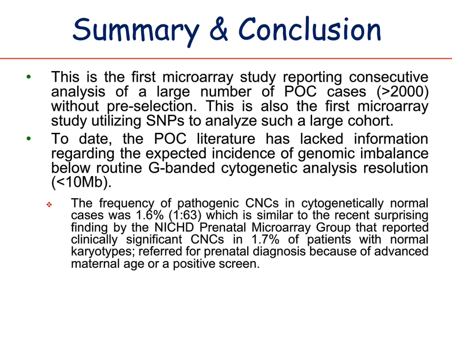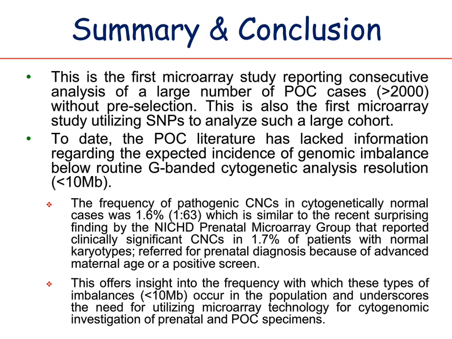The frequency of pathogenic copy number changes in cytogenetically normal cases from the recent NICHD prenatal microarray study that came out of Columbia was 1.6%. And that is very similar to what we found in this study, which is 1.7% of patients with normal karyotype. What we find is that this finding offers us insight into the frequency with which these types of imbalances occur in the population and underscores the need for utilizing microarray technology for cytogenomic investigation of both prenatal and POC specimens.